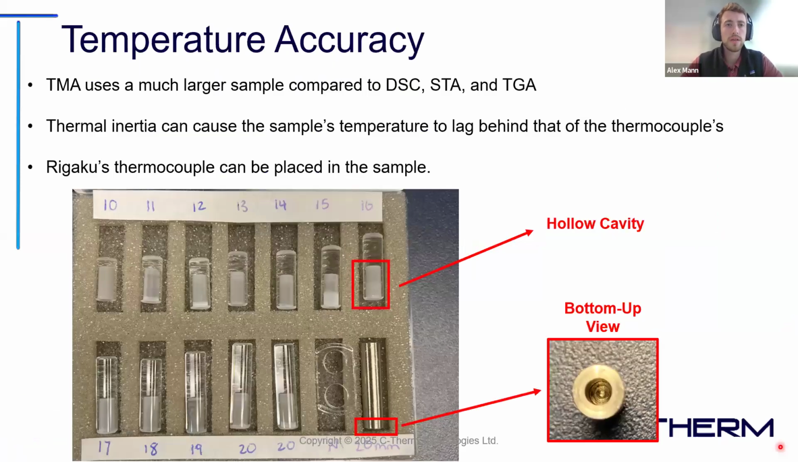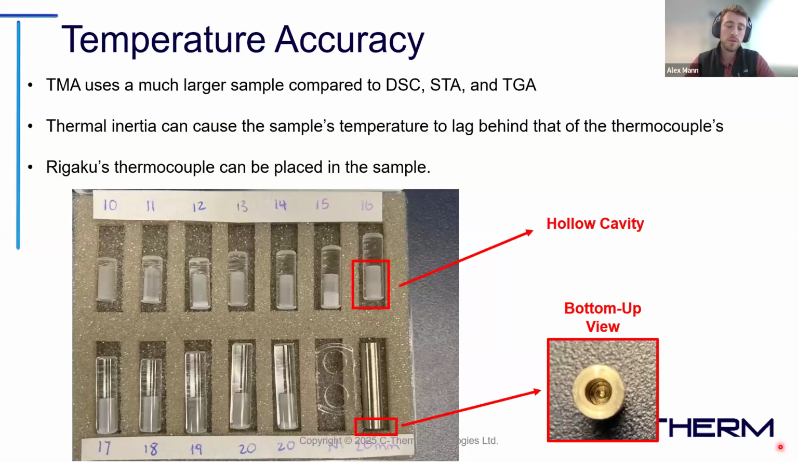Additionally, the ideal sample actually has a hole burrowed into the bottom of it. For things like STA, DSC, and TGA, they use really small sample amounts, around 5, 10, 15 milligrams, which means that the temperature uniformity of these samples is always pretty good, very close to the furnace temperature. However, for the TMA, we have these large samples which weigh on the gram scale instead. Because we have so much more mass, we can get thermal inertia, which causes the thermocouple to lag behind the actual temperature.